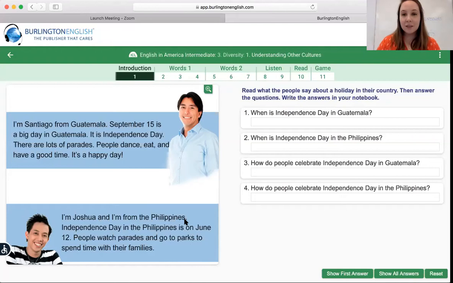All right, great. Once you have read those two, I want you to take a minute and answer these 4 questions. Number 1 says, when is Independence Day in Guatemala? Number 2, when is Independence Day in the Philippines? Number 3, how do people celebrate Independence Day in Guatemala? And number 4, how do people celebrate Independence Day in the Philippines? So take a minute, answer those 4 questions to see if you understood the reading. You can just write it on your own piece of paper.